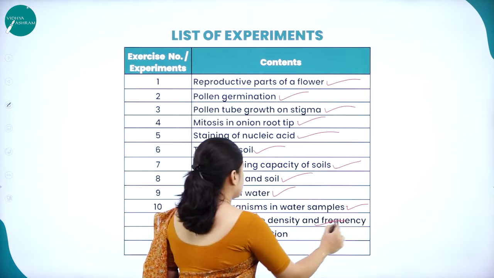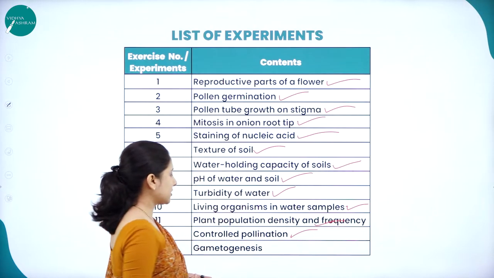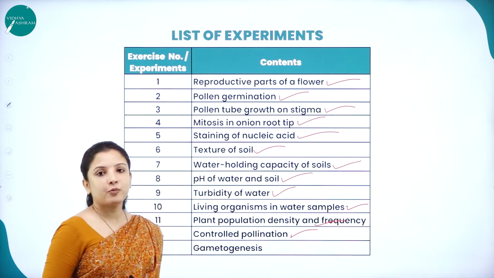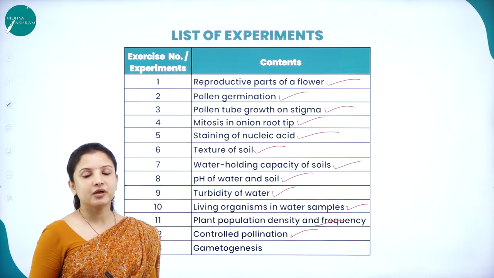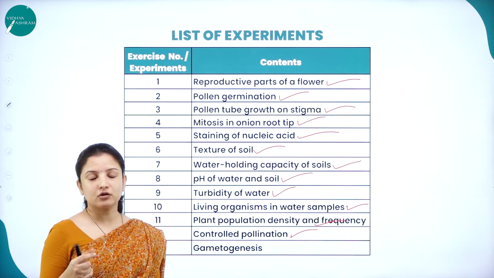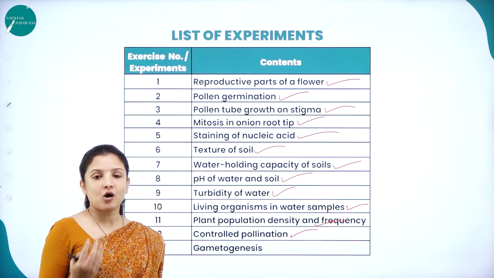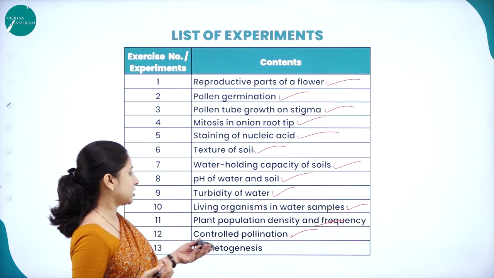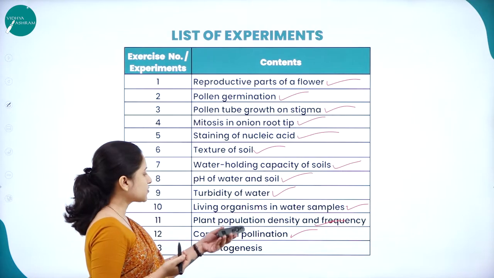Next, we have controlled pollination method. This controlled pollination method is nothing but to prevent cross-pollination. There are two important methods that are followed. One is emasculation and bagging. How it is done, that you will learn in this particular experiment of controlled pollination.